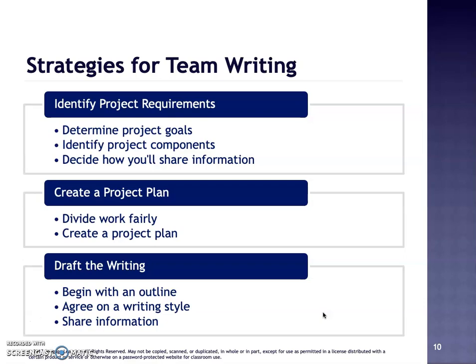The first thing to do when we think about strategies for team writing, there are 5 different steps. So the first 3, we're going to identify the project requirements. What exactly is the project about? What are we being asked to do? How are we going to share information? What components do we need to complete this project, and which are the most important?